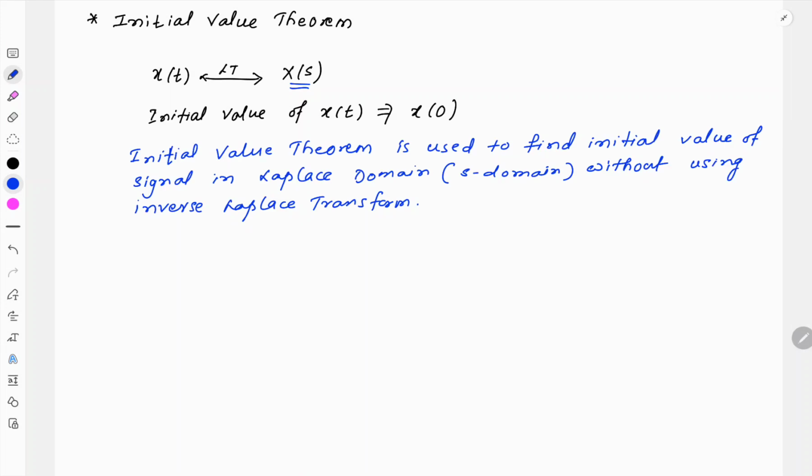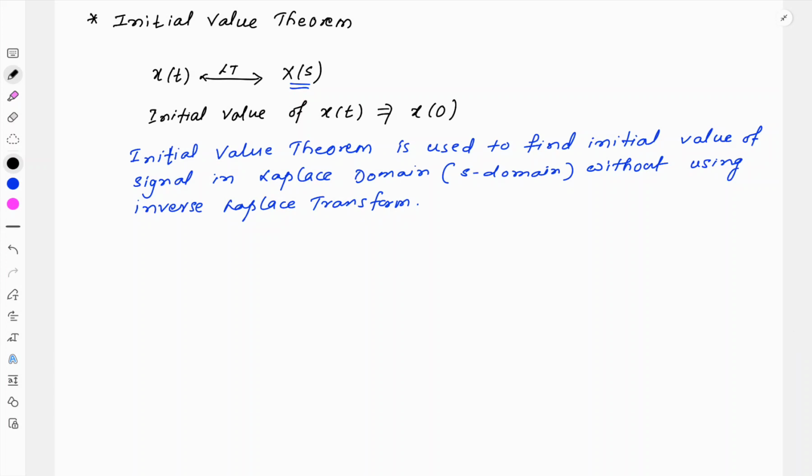So we can say that the initial value theorem is used to find the initial value of a signal, that is x of t, in Laplace domain. This Laplace domain is also called the S domain, and remember here we need not convert this x of s signal into x of t. We can directly find out the value of x of 0 from x of s. Therefore there is no need to use inverse Laplace transform. Now see, what is the equation for this initial value theorem?